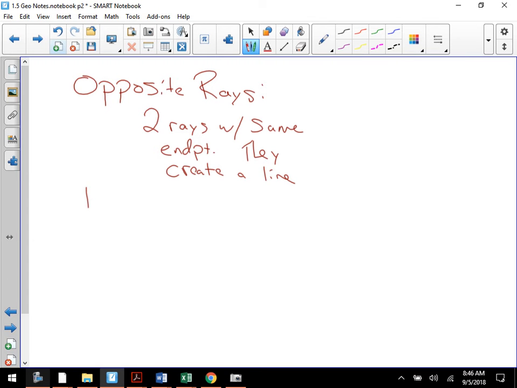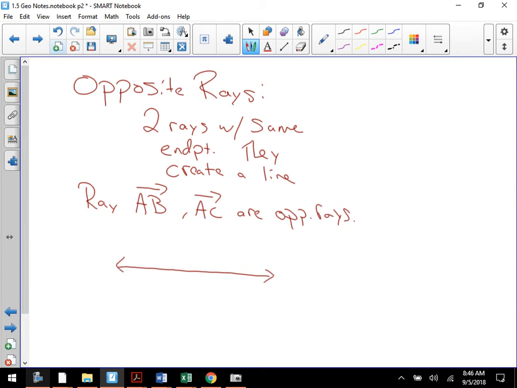So if I say that ray AB and ray AC are opposite rays, what's the common endpoint? A. The reason we know that is because it's labeled twice, and it's the first letter twice. If I draw that picture, I know it makes a line. Somewhere I put A.